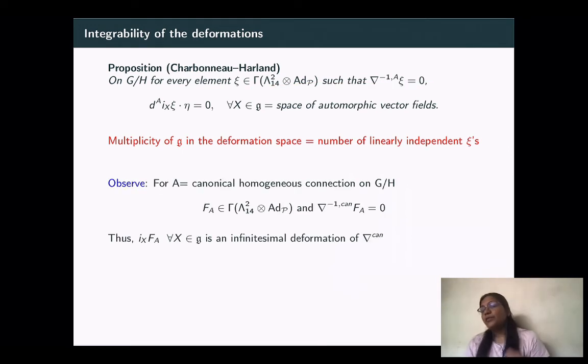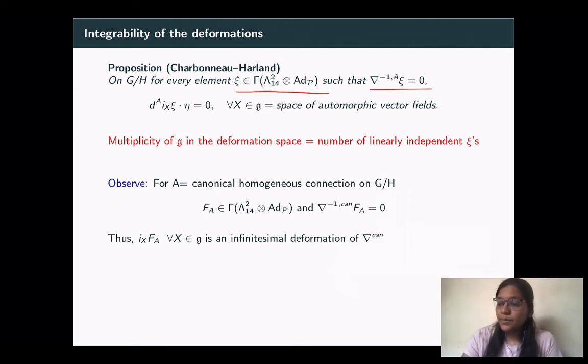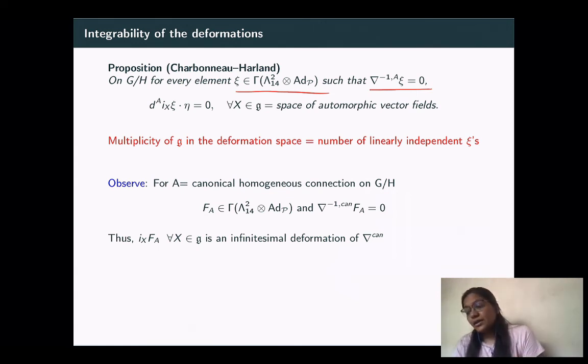And in fact, if you observe, one of the candidates for this C is the curvature of the canonical connection. Of course, curvature lies in Lambda^2_14 because it's a curvature of an instanton, so it must lie in Lambda^2_14. And the other property is due to the fact that it's a curvature of the canonical connection. So for the canonical connection, the curvature satisfies both these conditions, and that's why it should produce a Lie algebra of G space in the deformation space.